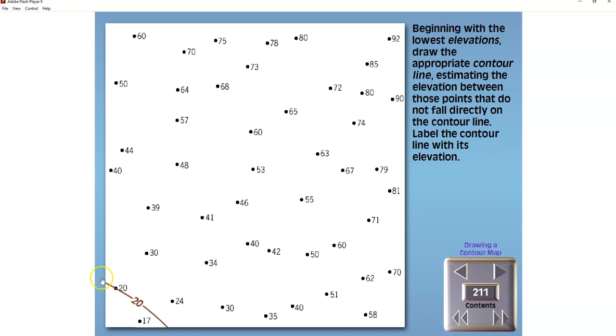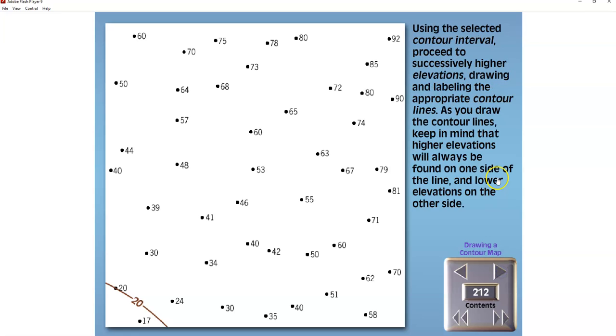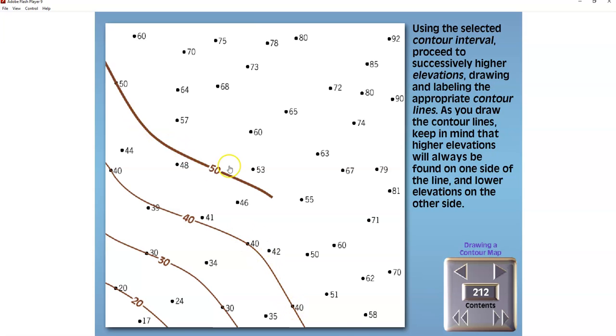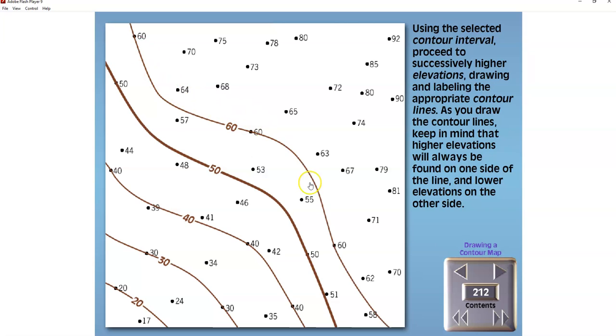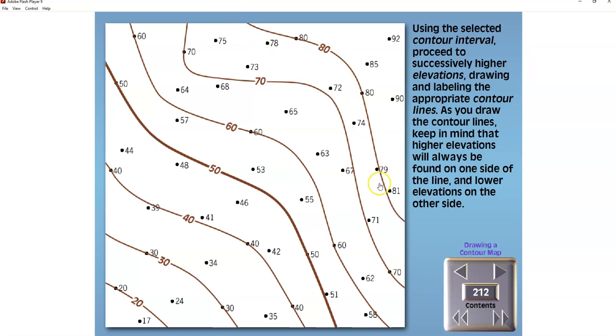Beginning with the lowest elevations, draw the appropriate contour line, estimating the elevation between those points that do not fall directly on the contour line. Label the contour line with its elevation. Using the selected contour interval, proceed to successively higher elevations, drawing and labeling the appropriate contour lines. As you draw the contour lines, keep in mind that higher elevations will always be found on one side of the line and lower elevations on the other side.